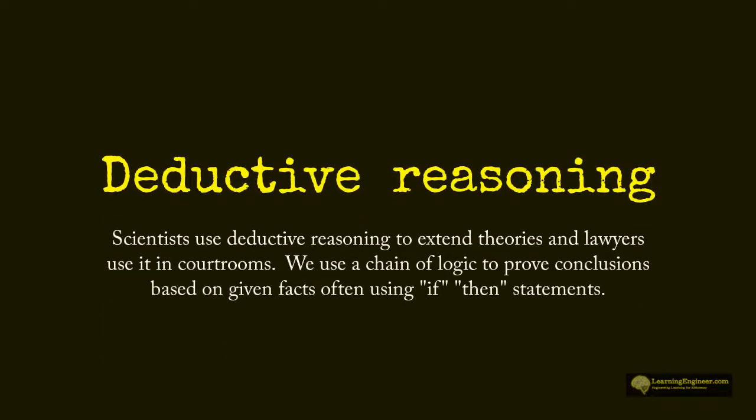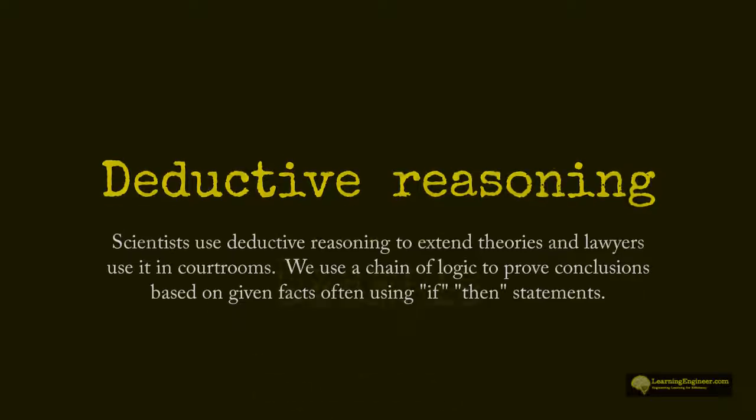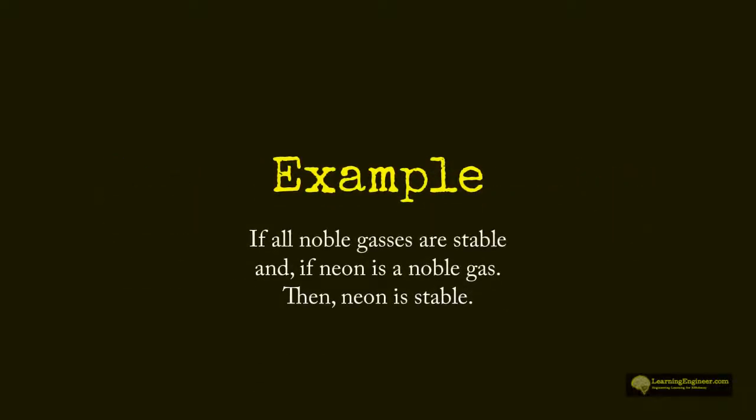Deductive reasoning. Scientists use deductive reasoning to extend theories, and lawyers use it in courtrooms. We use a chain of logic to prove conclusions based on given facts, often using if-then statements. Here's an example. If all noble gases are stable, and if neon is a noble gas, then neon is stable.